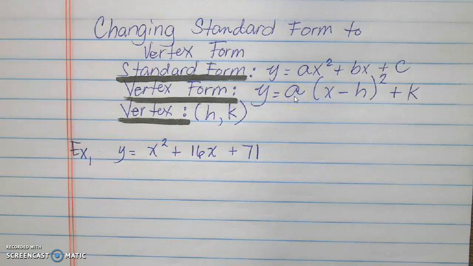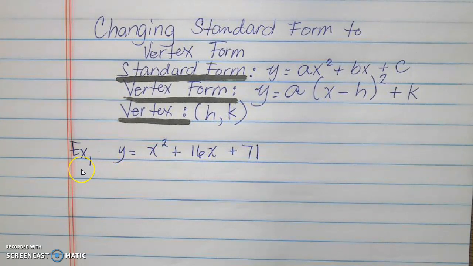On the vertex form, a is the one that determines whether it opens up or down. If it's positive, it opens up. If it's negative, it opens down. If this is a number greater than 1, then you're doing a vertical stretch, which means that your graph is going to be more narrow. When this is a small number, then you're vertically compressing, which means that your graph becomes wider.